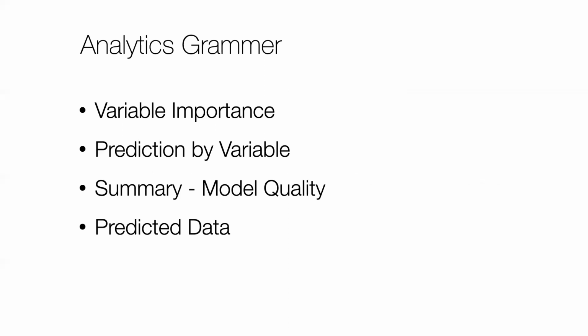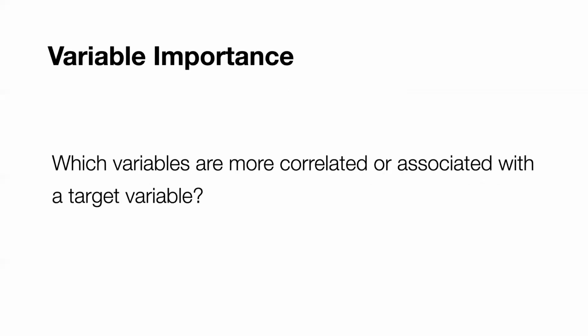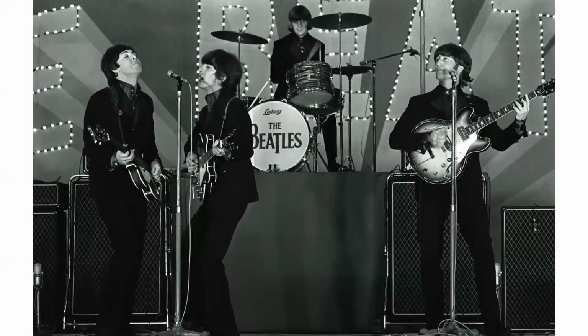Let's take a look at variable importance and prediction by variables. Variable importance is which variables are more correlated or associated with our target variable. What we do here is use a method called permutation importance. I'm going to use this example: here's the Beatles. I hope you know this band. It's an old band. But let's say, who is more important in this band?